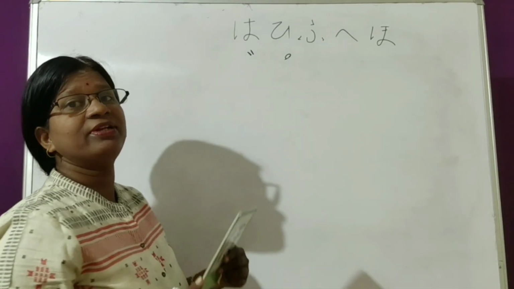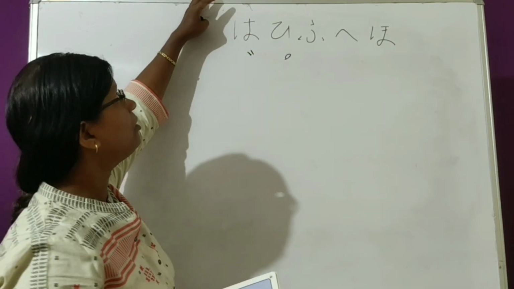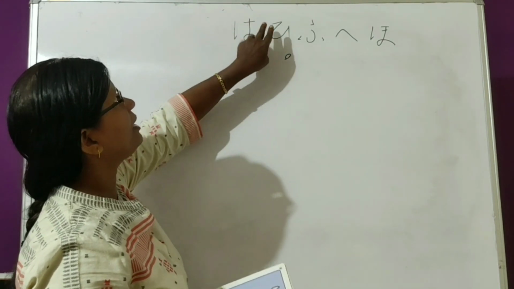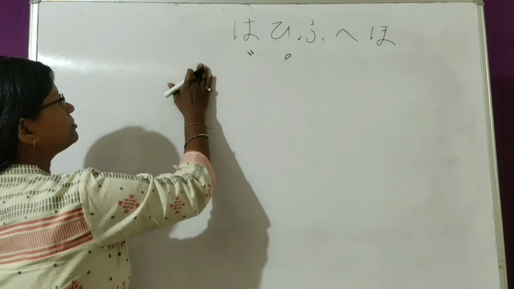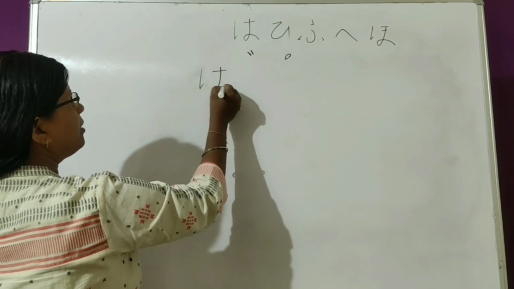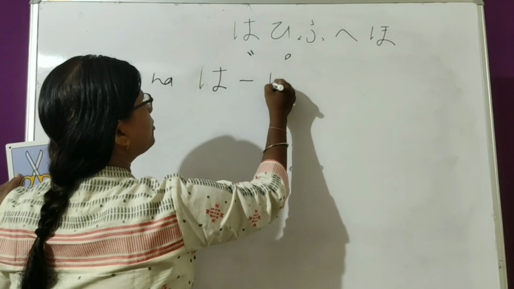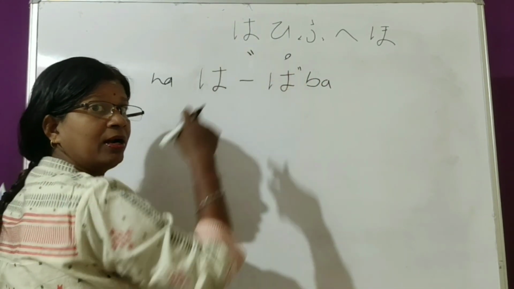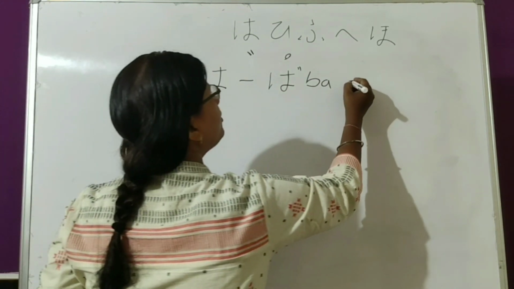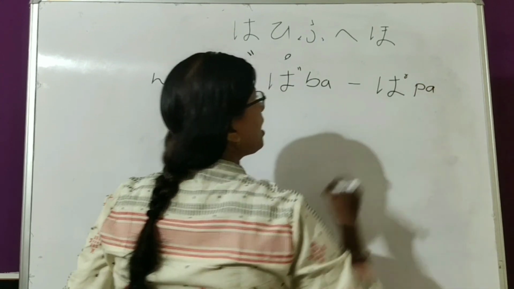Let's see what is the difference between this. The writing pattern is the same as Karo, Saro and Taro. Same ha, hi, fu, he, ho, but in the right upper corner this voice mark only comes. Okay. Let's see. This is ha. When we have ten ten, its pronunciation changes to ba. And when we have handakuten or maru, or you can say plosive mark, the pronunciation changes to pa.